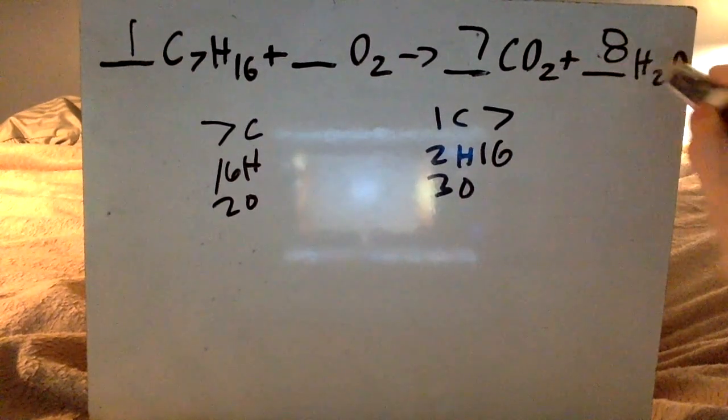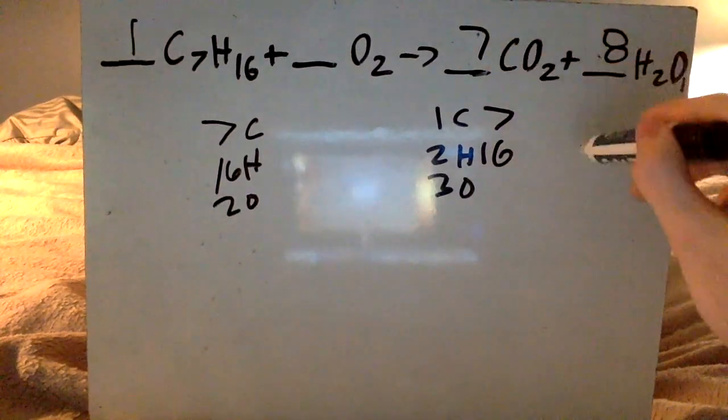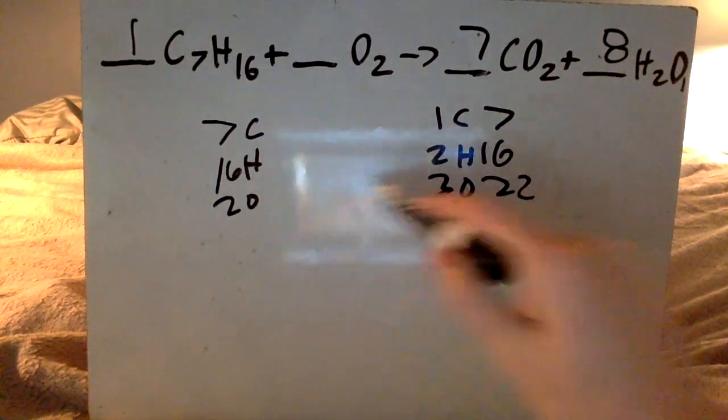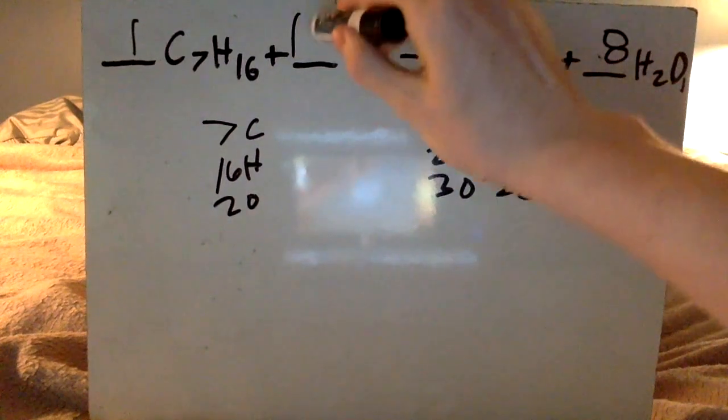So 8 times the subscript of 1, which is imaginary, is 8. 7 times 2 is 14. That equals 22. So how do you get 2 to balance 22? Well, 22 divided by 2 equals 11. And now there's a balanced equation.